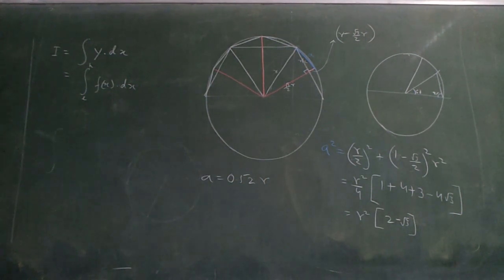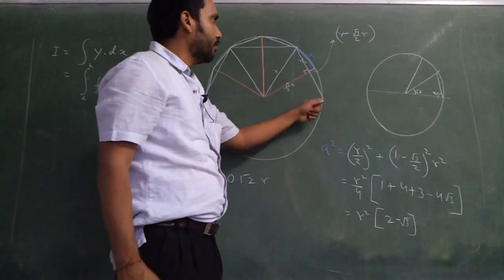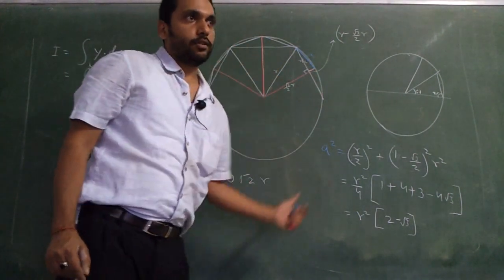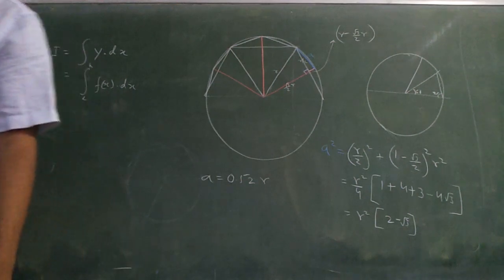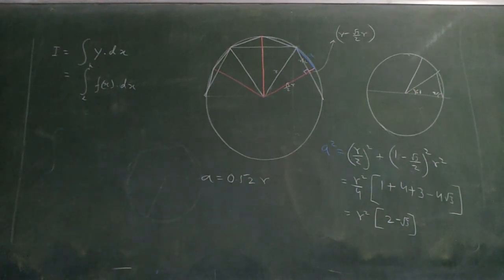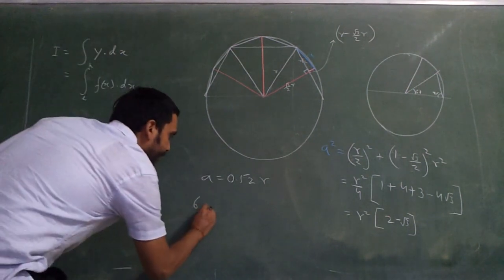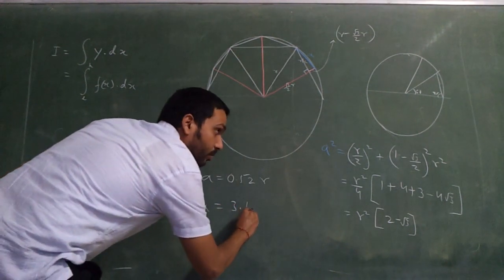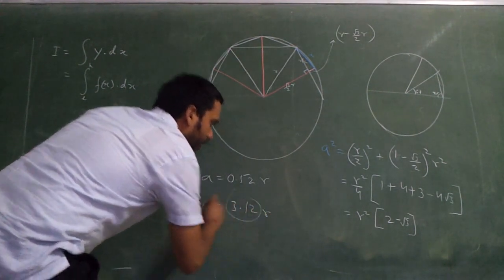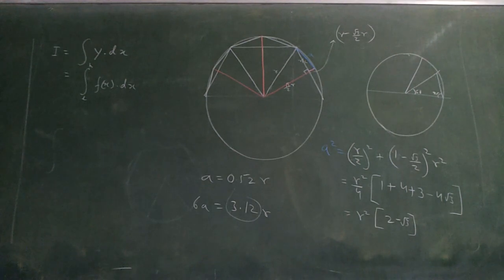Right? So how many A's are there? 6 A's are there. So 6 times this is how much? Multiplied by 6. How much? 6A is equal to 3.12R. Very close to the value, by just one more division.